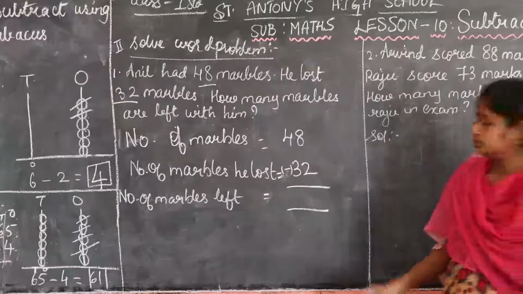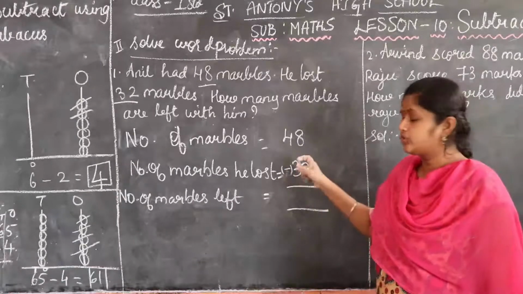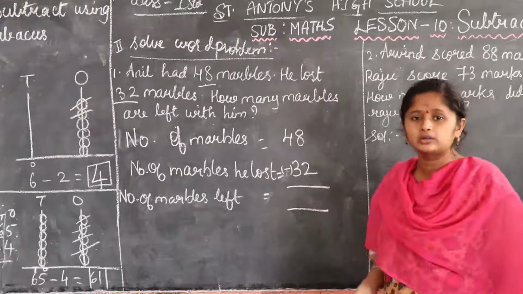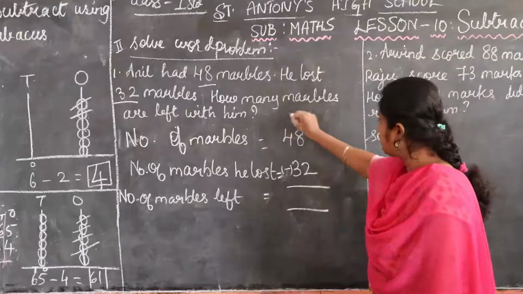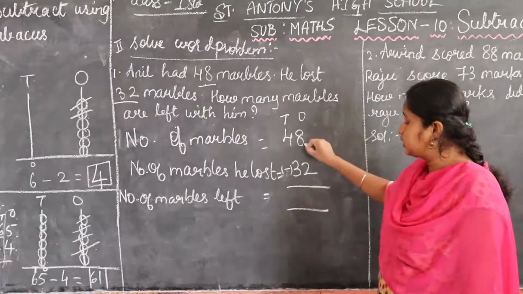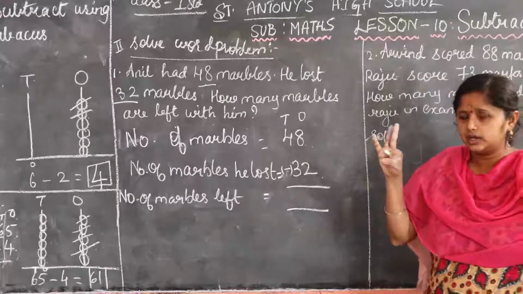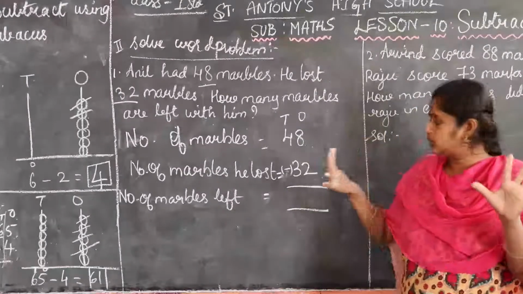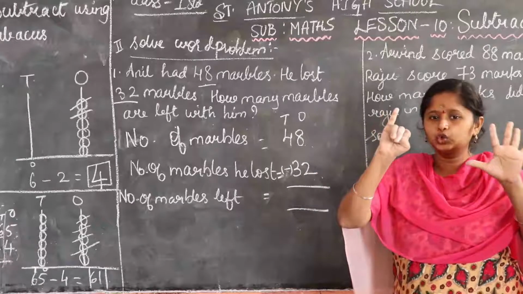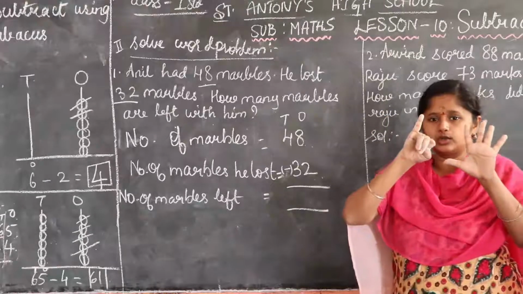Okay, now so what is here? 48. How many marbles were there? 48 total. Now, how much he has lost? 32 marbles he lost. So what we have to do? We have to subtract here. So first, which number we have to subtract? 8 minus 2. So take 8 fingers, and 2 is there. So 1, 2. 2 we have closed. We took 2.